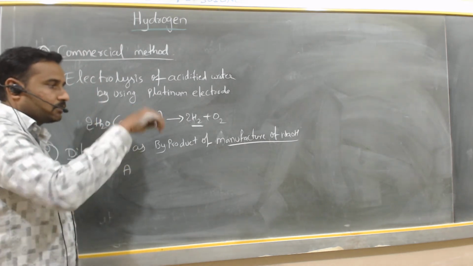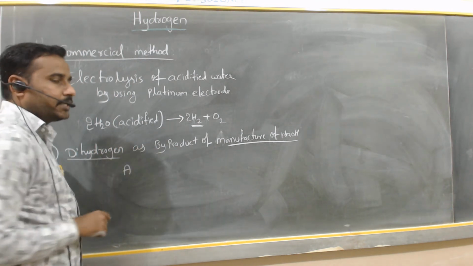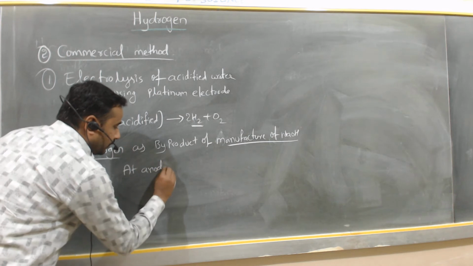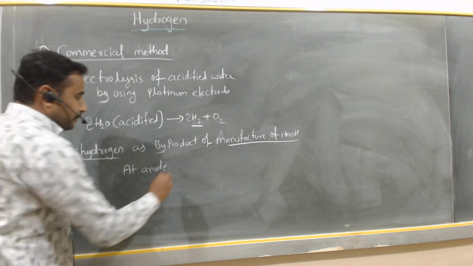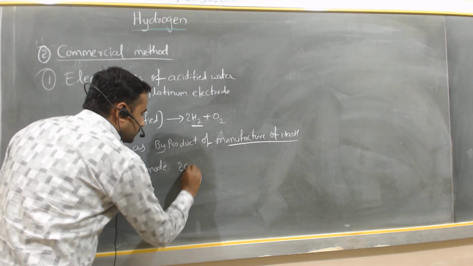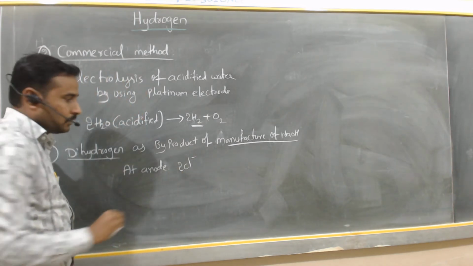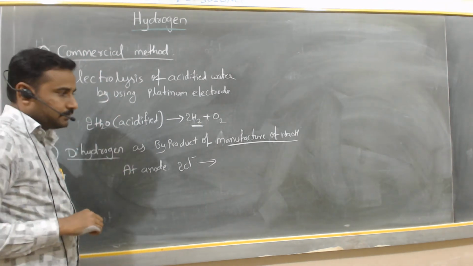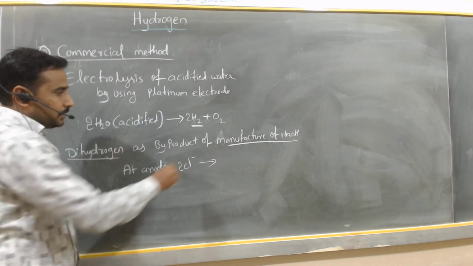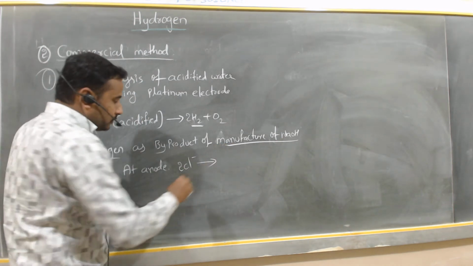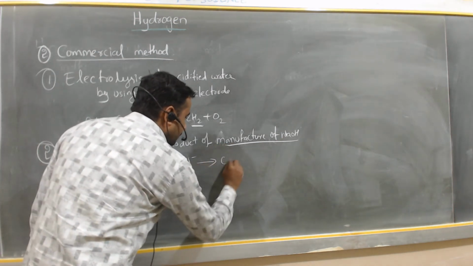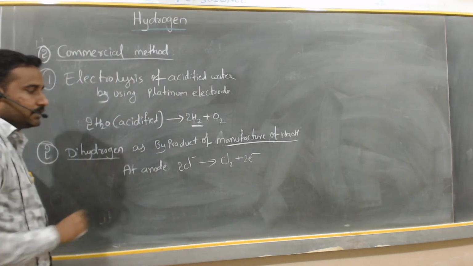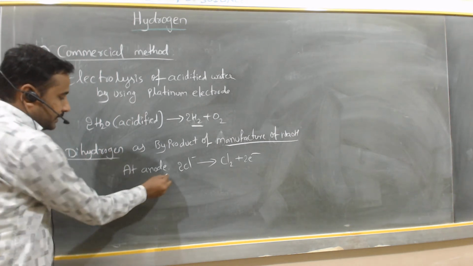How are they getting it? I will write it here. There are 2 electrodes. While preparing the NaOH, one is the anode and another one is the cathode. At the anode, the 2Cl minus, the chloride ions, convert to Cl2 plus 2 electrons. This process takes place at the anode.